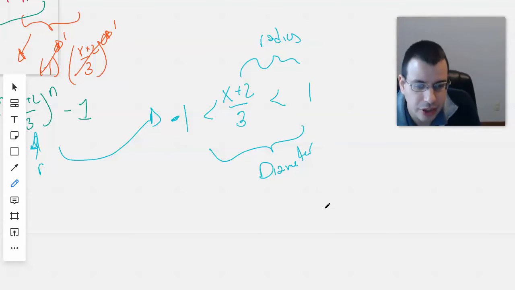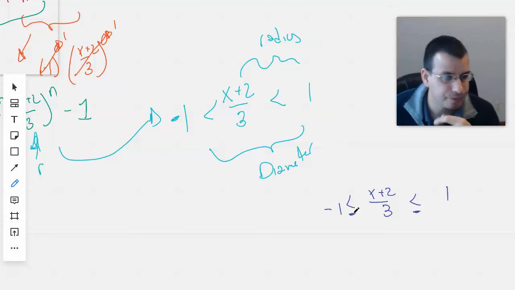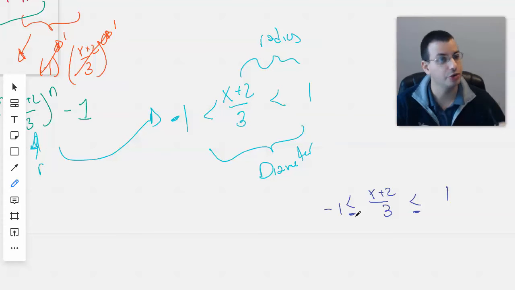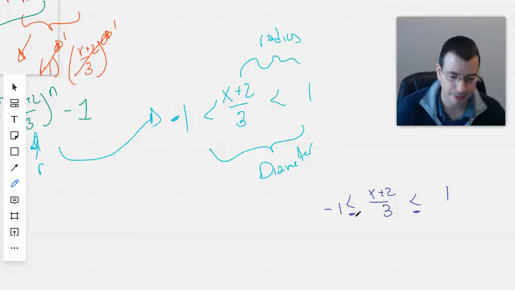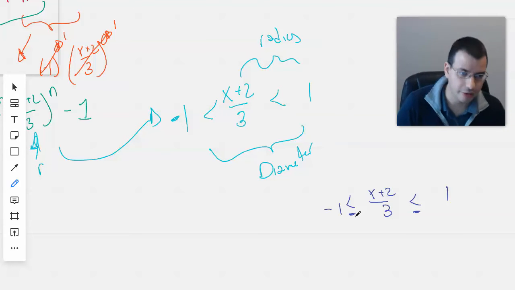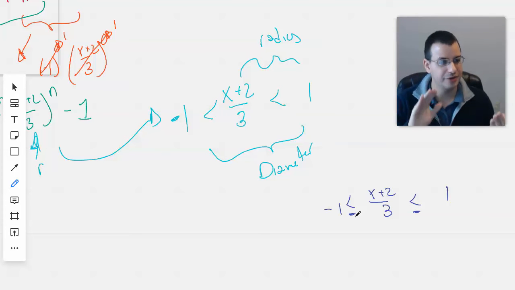Negative 1 less than x plus 2 over 3. Now, one of the things you have to be careful about: I always start with less than or equal to, because sometimes those are allowed, sometimes they're not. We'll check later. Another thing to keep aware of is that if you divide by a negative number with inequalities, you have to flip the sign.